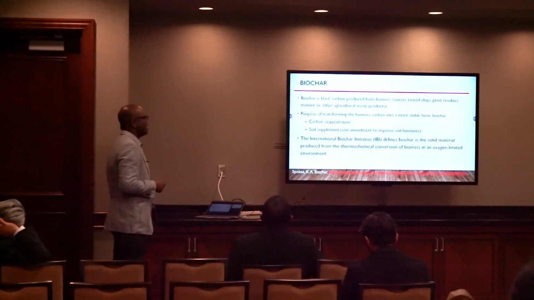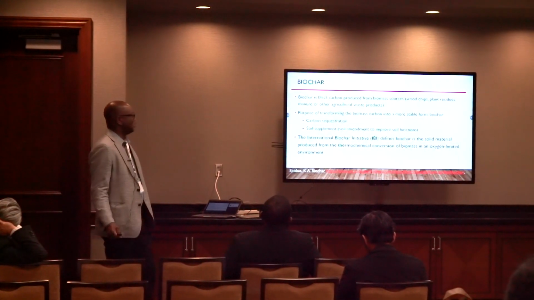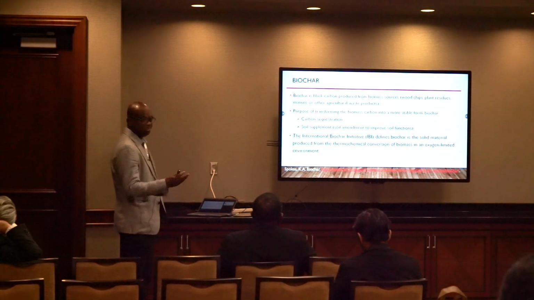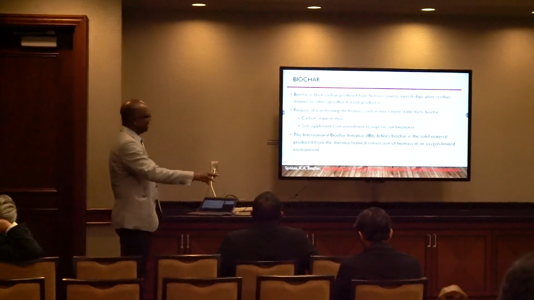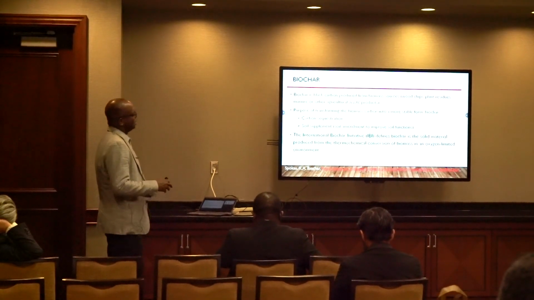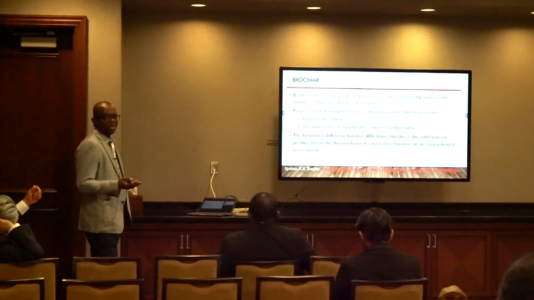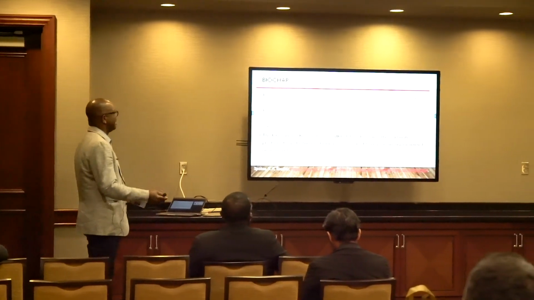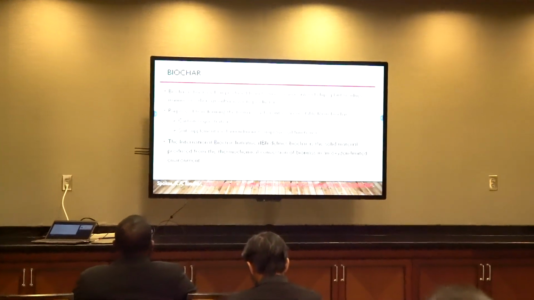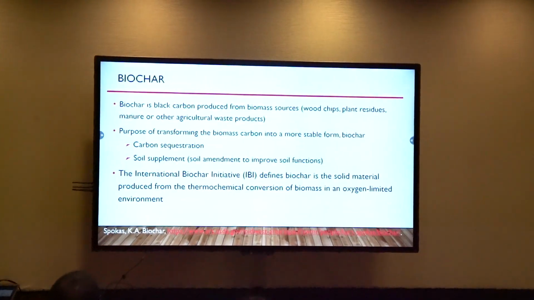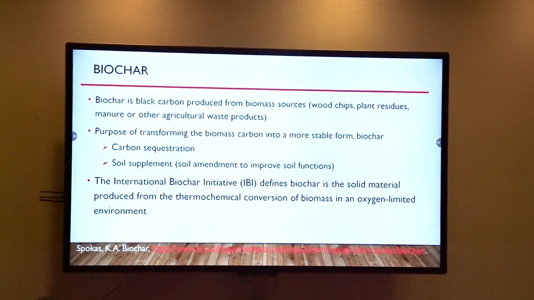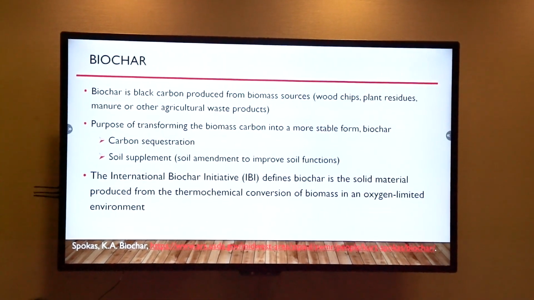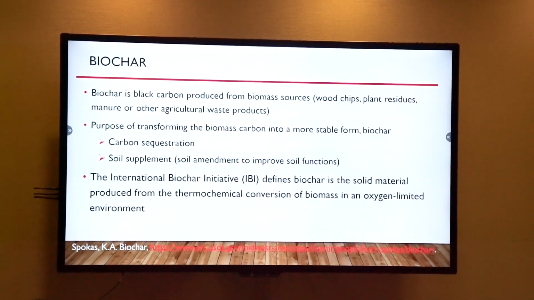So biochar is a black carbon material produced from biomass sources. And the discussion has already started, which makes my work a little easier because some of the information is already out there. But when we talk about biomass sources, we are talking about any kind of biomass: wood chip, plant residues, manure, or other agricultural waste products. And when you take that through a process called pyrolysis, then you come out with a black material similar to charcoal, which we call biochar.